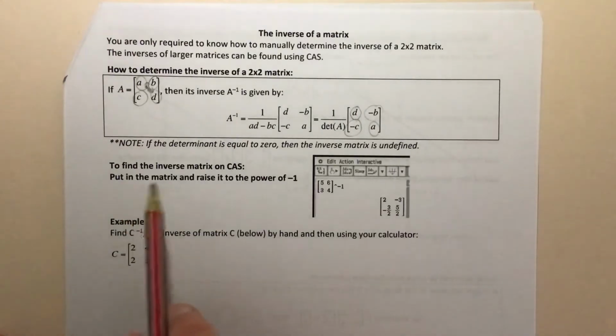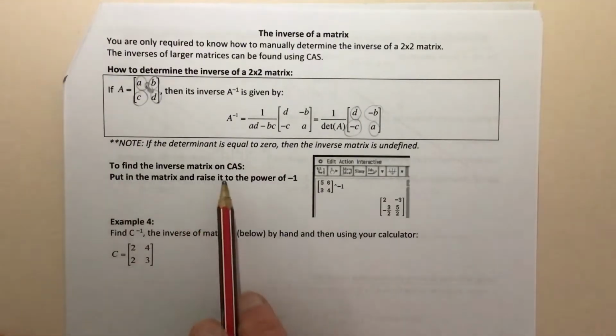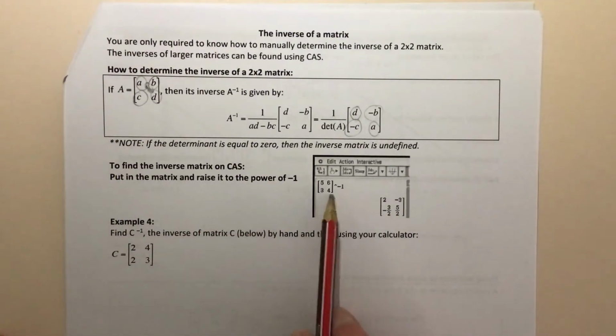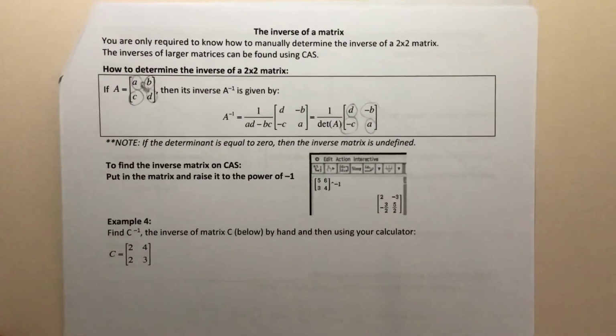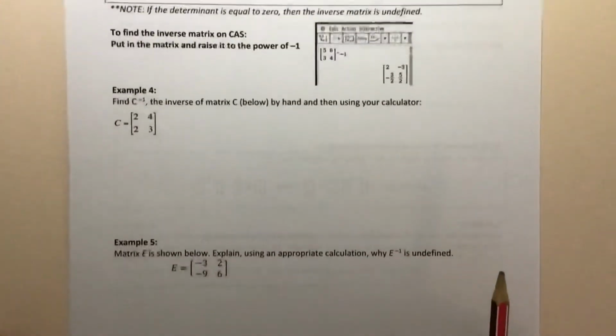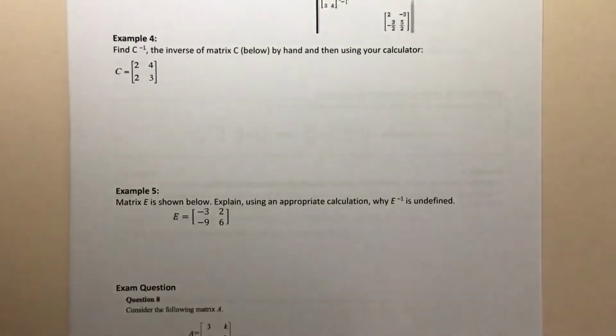In your calculator, to find the inverse matrix, it's really simple actually. You just type the matrix in and then push to the power of -1. Right, so there's not even any menu buttons. You just type the matrix and then power of -1 and you'll get the inverse straight away. So that's pretty handy. Okay, let's go through example 4 here.